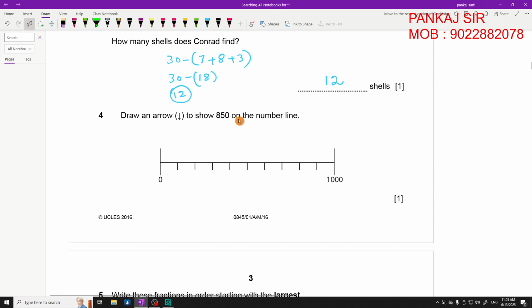Draw an arrow to show 850 on the number line. Now this is a number line. The starting point of the number line is 0. The end point of the number line is 10,000. And you can see this particular number line is divided into 1, 2, 3, 4, 5, 6, 7, 8, 9 and 10. 10 equal parts.